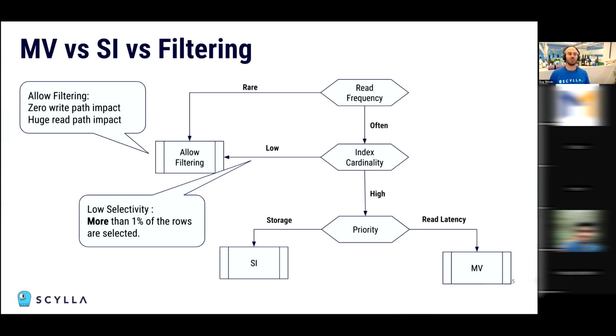And then again, we get the benefits of no impact to the write path. And we have to consider the performance requirements because it's going to take a lot of time. However, it might make sense because anyway, we're returning a high percentage of the rows.